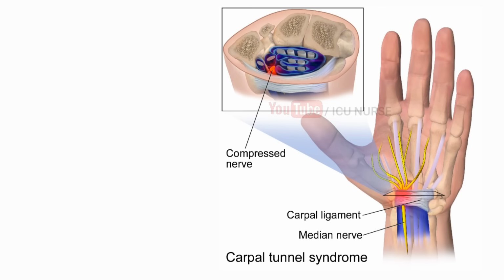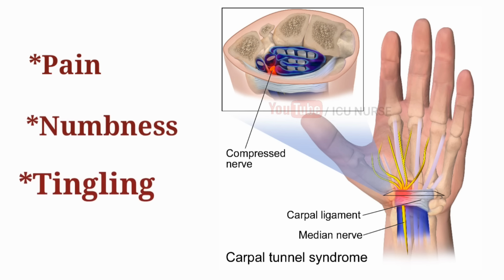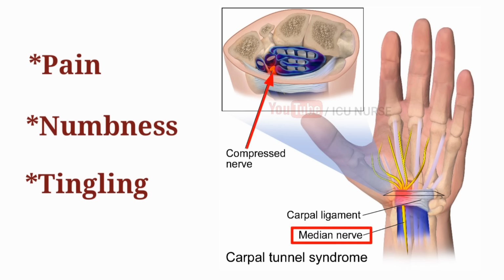Carpal tunnel syndrome is a common condition that causes pain, numbness and tingling in the hand and arm. The condition occurs when one of the major nerves to the hand, the median nerve, is squeezed or compressed as it travels through the wrist.